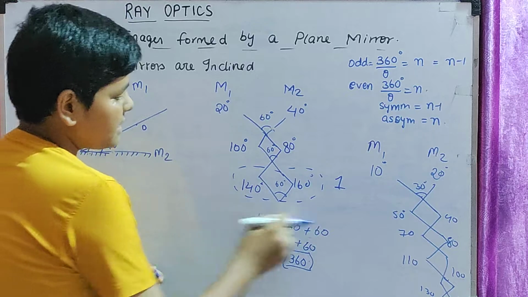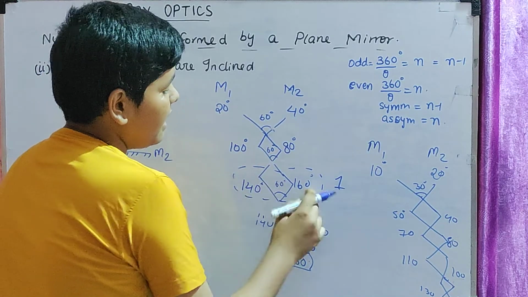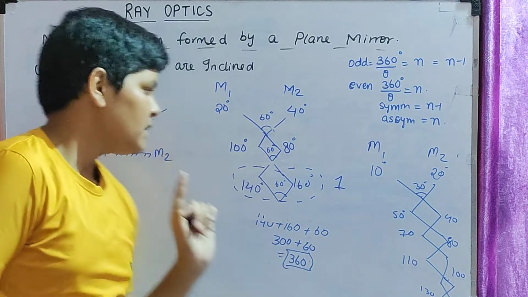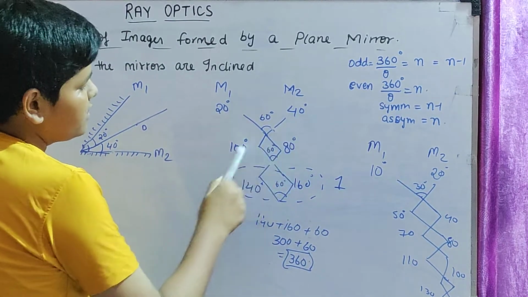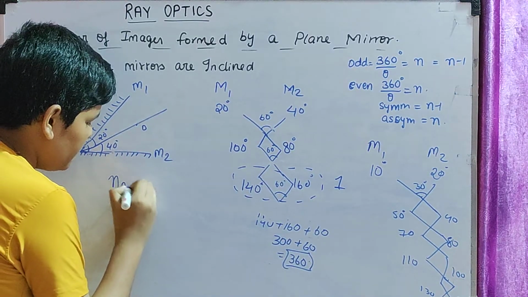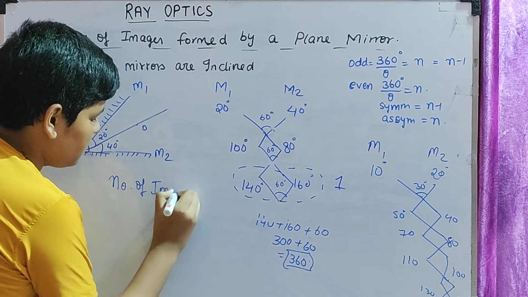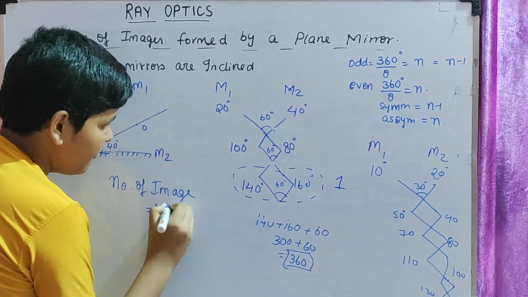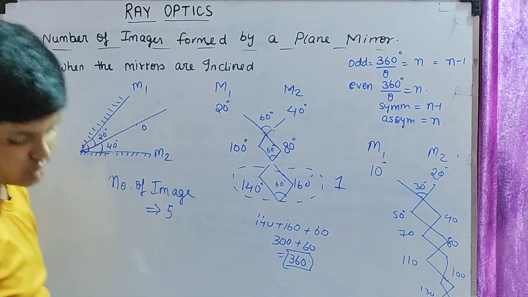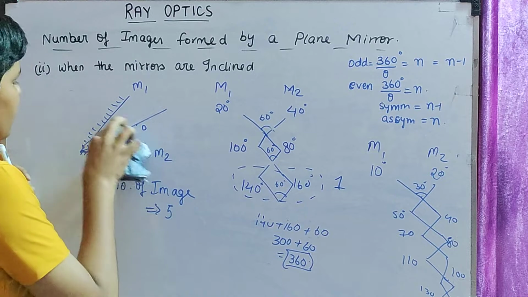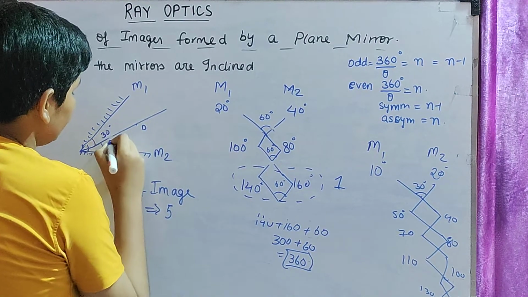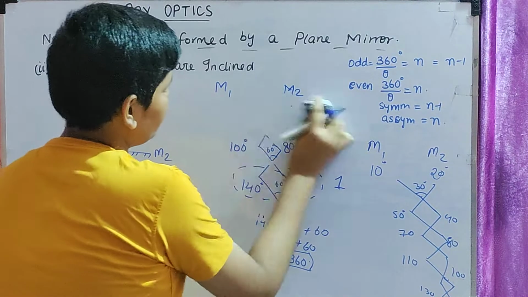But when this type of case comes where the three actually add up to 360, instead of taking both, we have to take only one. So the number of images is 1, 2, 3, 4, and instead of 5, 6, we take only one. Number of images is equal to 5. 1, 2, 3, 4 and 5. So this is the actual method of how to solve this. What if, instead of 20 degrees and 40 degrees, we take the same 30 degrees and 30 degrees? How do we solve that? We are going to see that.